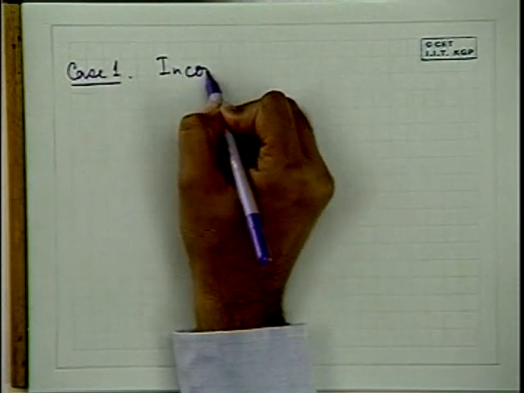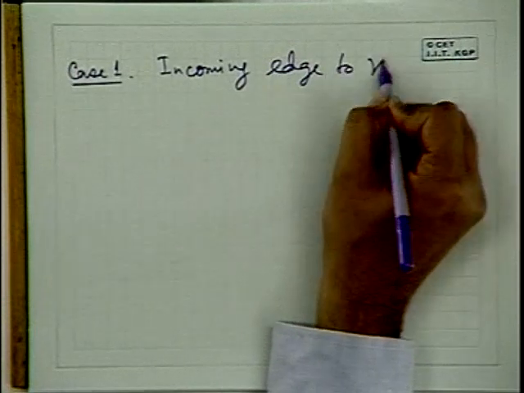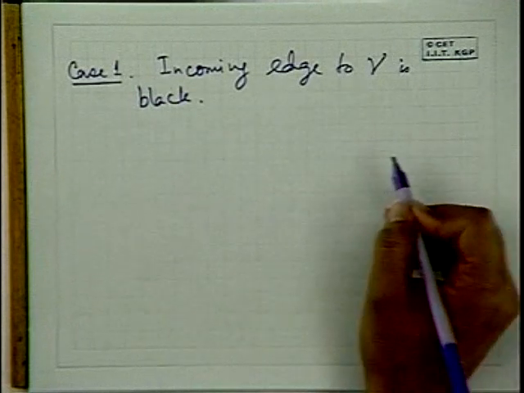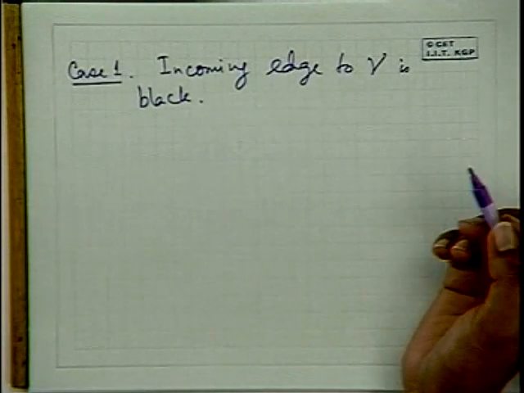Incoming edge to new is black. What do we do? It's okay, it's done, we are done. We don't have to do anything.